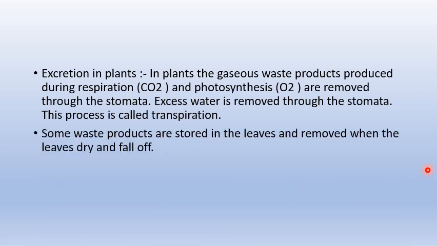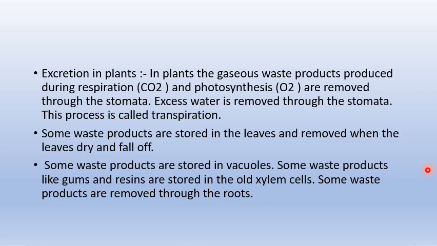Now let us understand a few more excretion processes. Some waste products are stored in the leaves and removed when the leaves dry and fall off. We know that dried leaves fall off, right? This is one part of excretion. Some waste products are stored in the vacuoles of a plant body, and some waste products like gums and resins, which you may have observed in some trees, are stored in old xylem cells, and some waste products are removed through the roots. This is regarding excretion in plants.